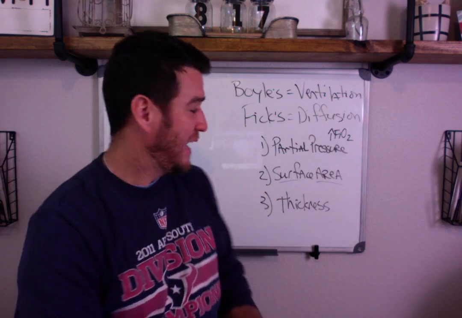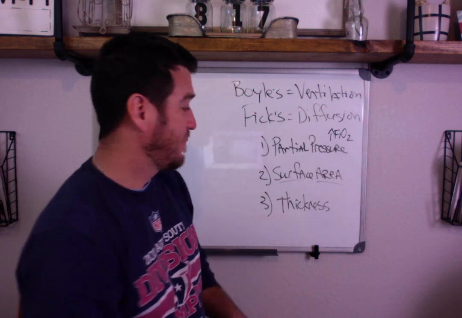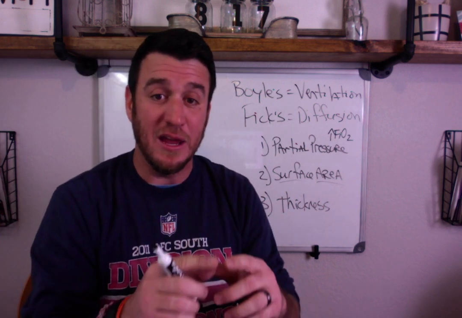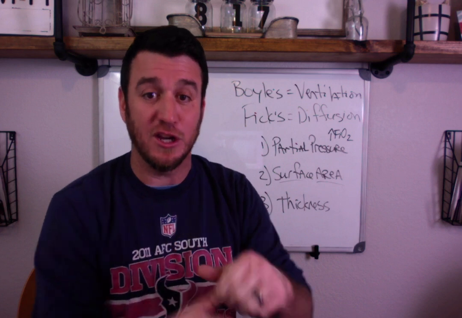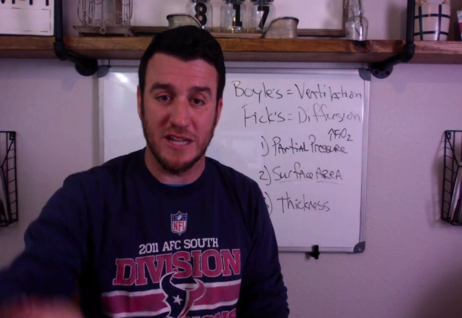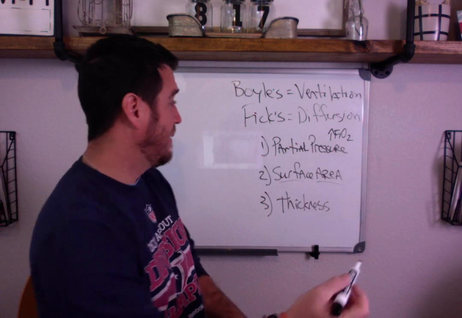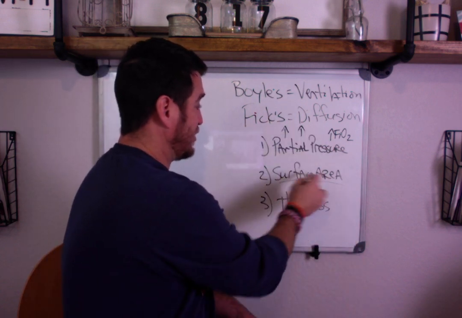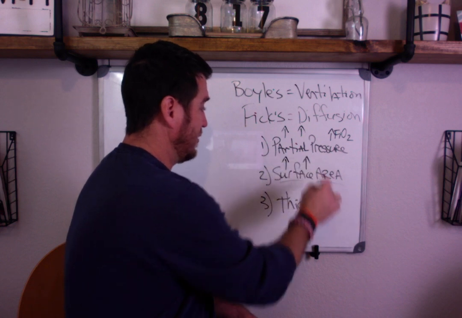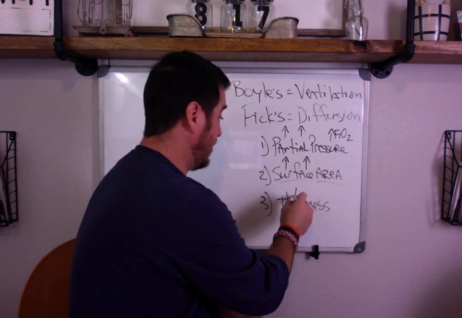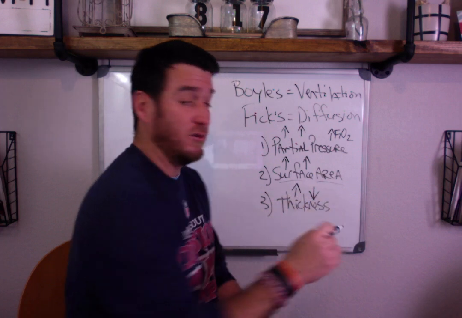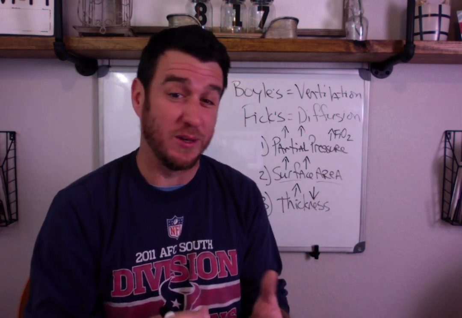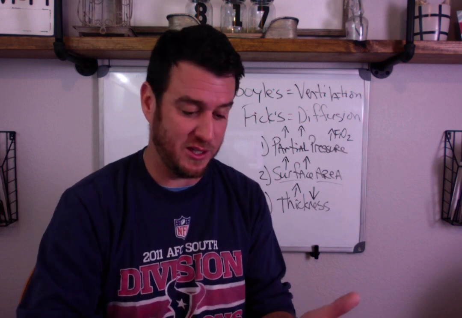And then the last thing is the thickness of that membrane. Now, when you talk about thickness, you have to understand that if thickness of that membrane goes up, then diffusion goes down. This is the oddball in this. Think about it. If partial pressure goes up, diffusion goes up. If surface area goes up, diffusion goes up. If thickness goes up, diffusion goes down. This would be a patient who would present with a disease process such as pneumonia.